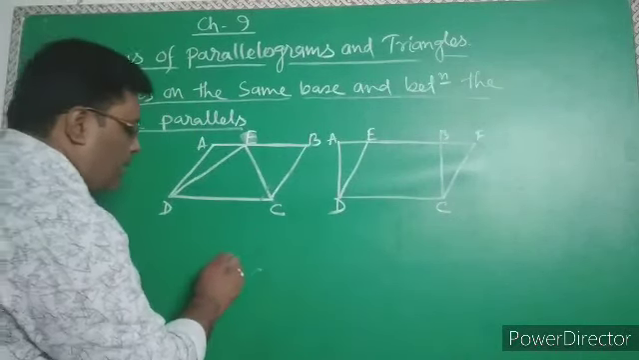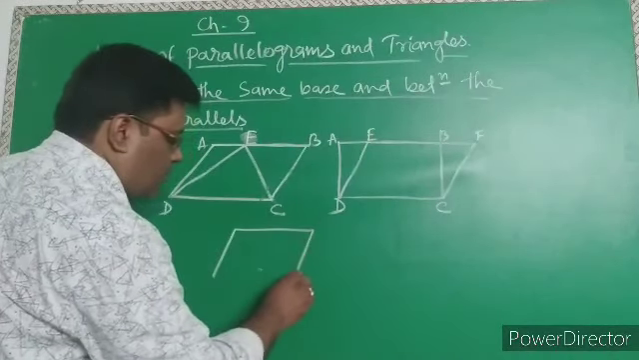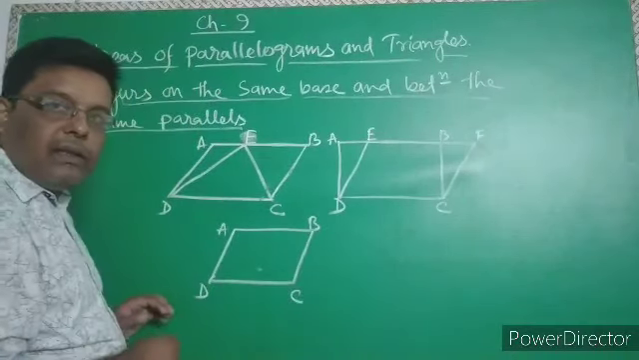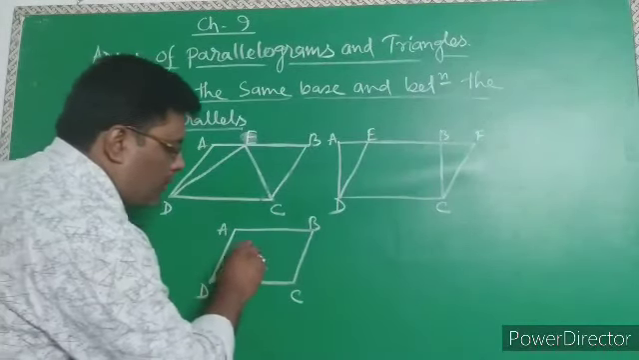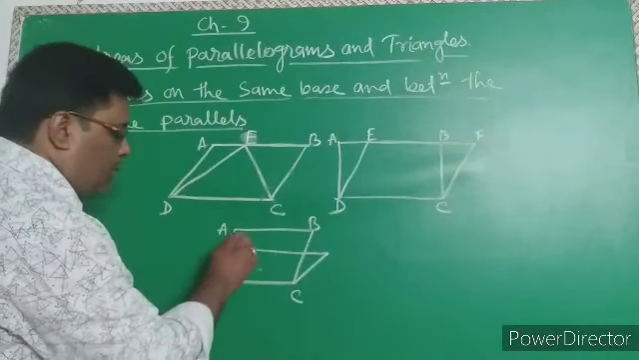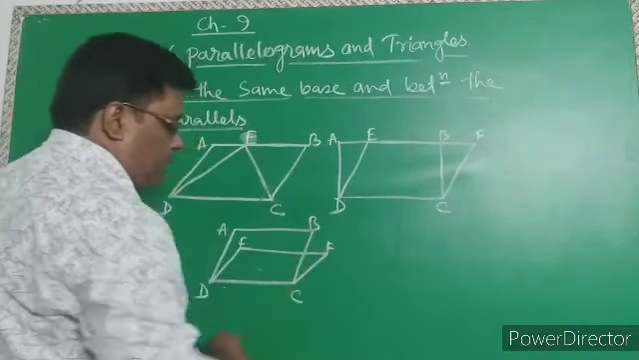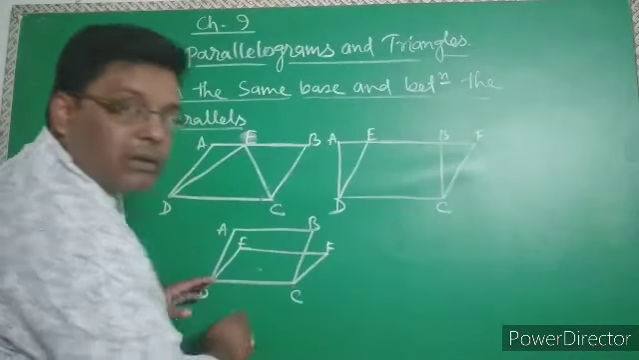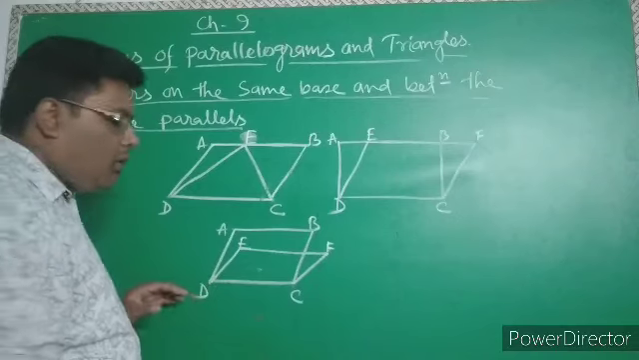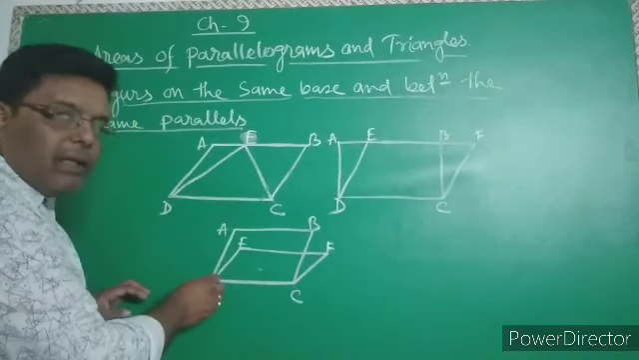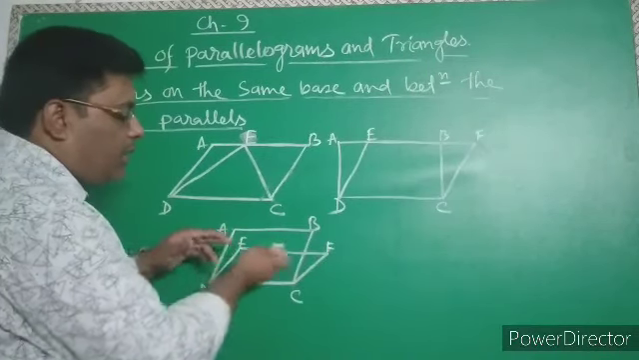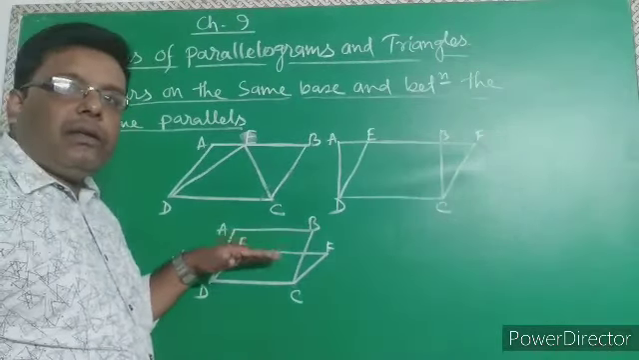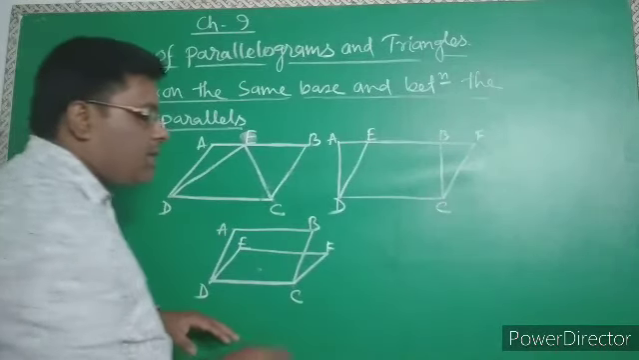Now suppose we draw a parallelogram ABCD, and we draw another parallelogram here, suppose EFCD. So ABCD is a parallelogram and EFCD is another parallelogram. They have the common base CD, but the other two vertices, E, F and A, B, are not on the same line. That is, both the parallelograms do not lie between the same parallels.